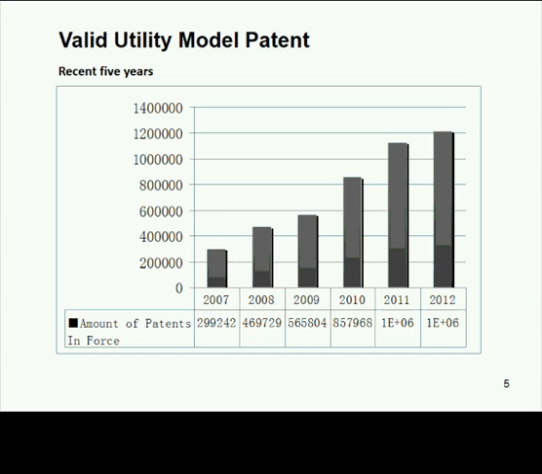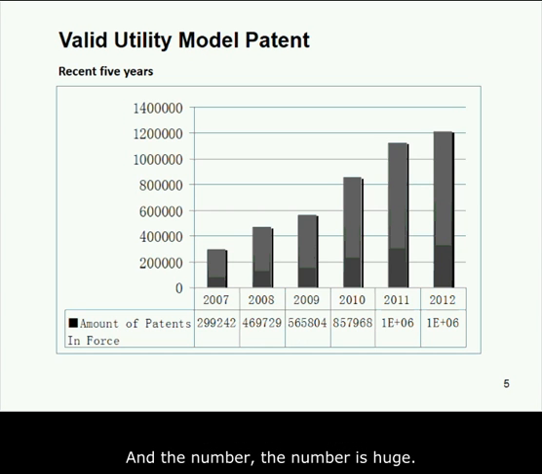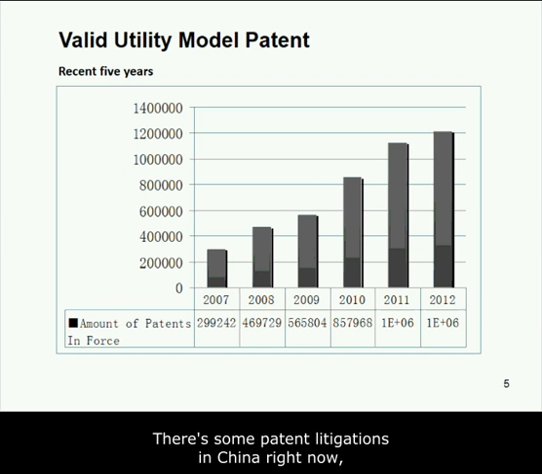So this slide shows the valid utility model patents right now, and the number is huge. Almost, I think it's 12 million. Yeah, you can see the number is very huge. There are more and more patent litigations in China right now, and some of them are related to the utility model patents.